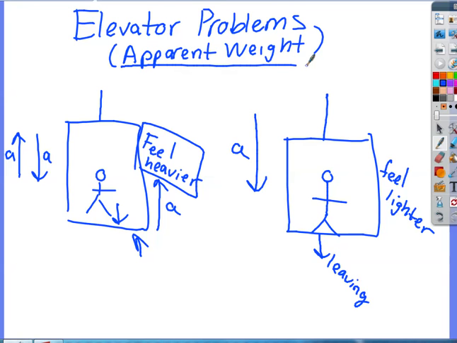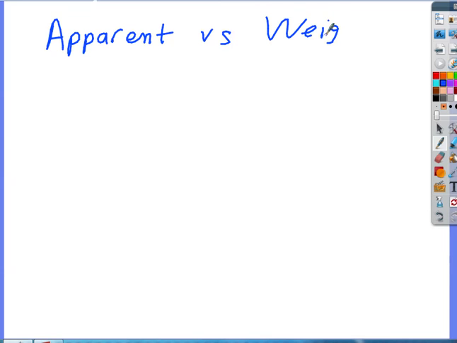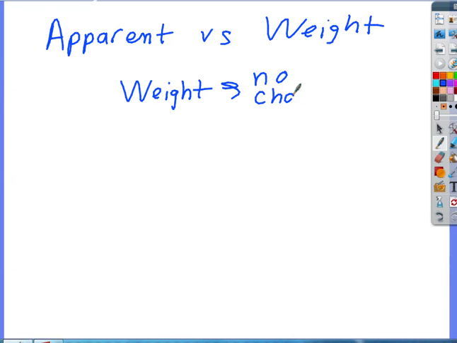Let's look at the difference between apparent weight versus weight. With weight, it doesn't change. There is no change to your weight. We're not talking about going to another planet. We're not talking about the difference between weight and mass. We're looking at two different types of weight: apparent weight versus what I can call real weight.